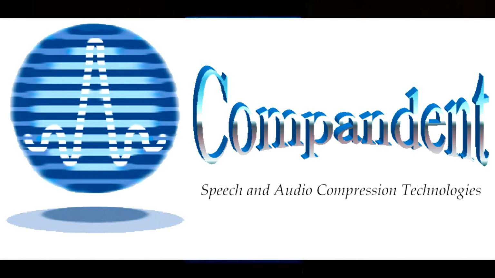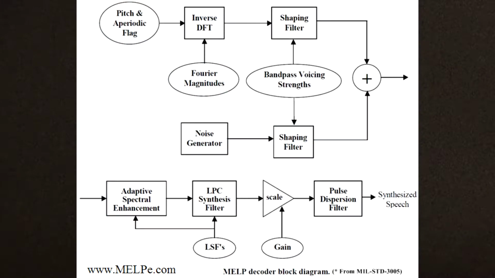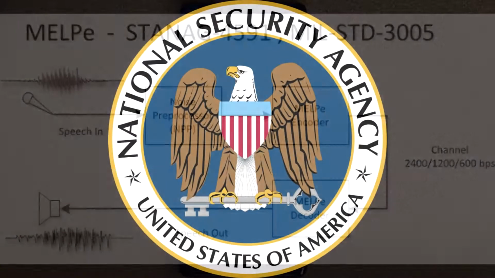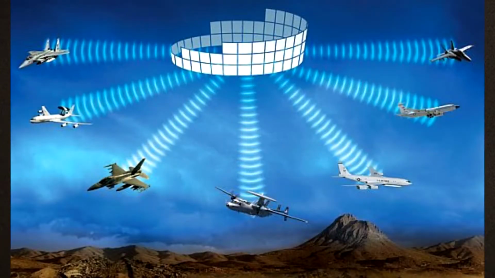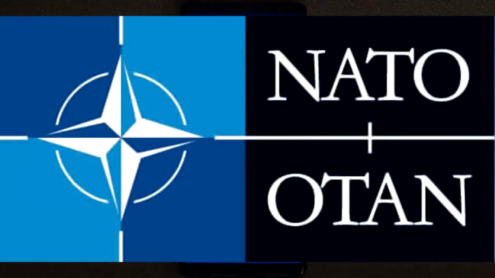In this video, I am going to demonstrate how to use the Compandent MELP-E vocoder mobile application. Enhanced Mixed Excitation Linear Predictive Coding, known as MELP-E, is the United States Department of Defense speech coding standard, used mainly in military applications and satellite communications, secure voice, and secure radio devices. Its NATO standard is known as STANAG 4591.